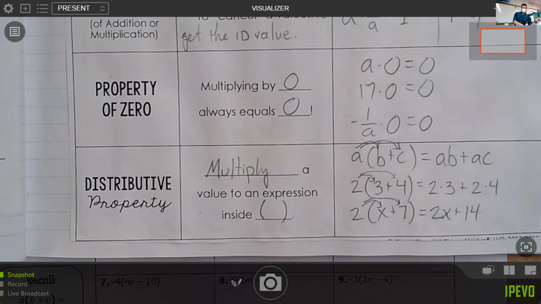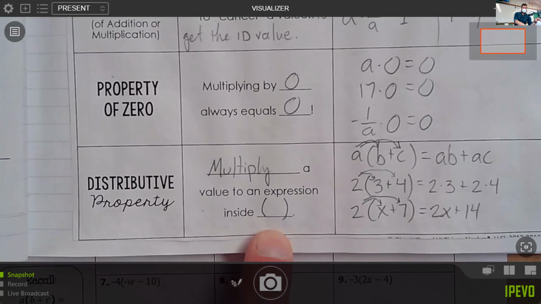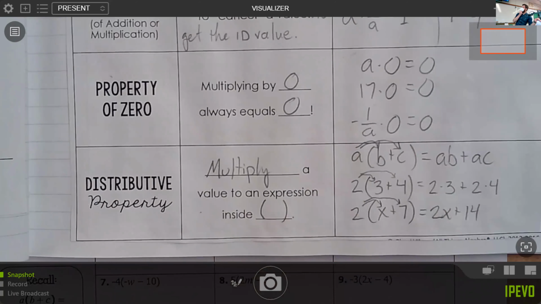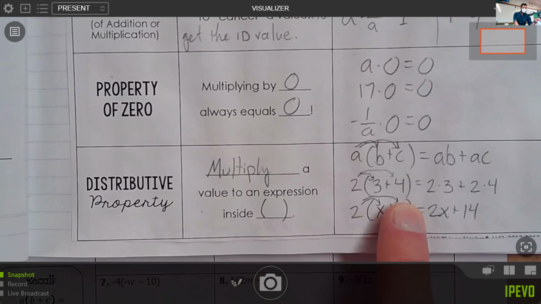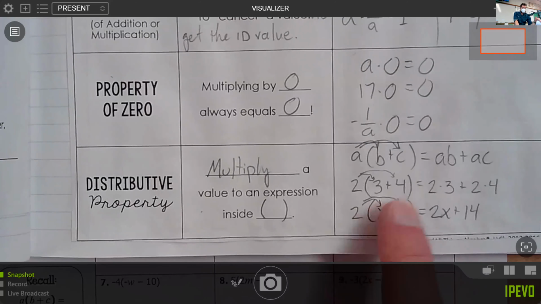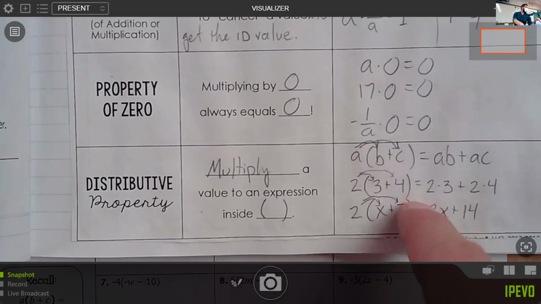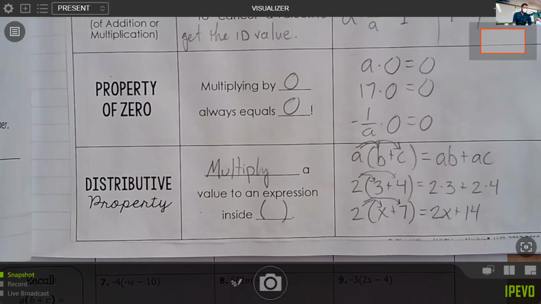And so the distributive property, we reviewed it very quickly. It says to multiply a value by an expression inside parentheses. And you distribute by multiplying the value on the outside by each of the values on the inside of the parentheses. And that gets you to the same answer either way. And I mentioned that if all you have are regular numbers, it doesn't make a whole lot of sense to use the distributive property because order of operations is probably going to be quicker. 3 plus 4 is 7, 7 times 2 is 14, as opposed to 2 times 3 is 6, 2 times 4 is 8, 6 plus 8 is 14. It's quicker if all you have are numbers.